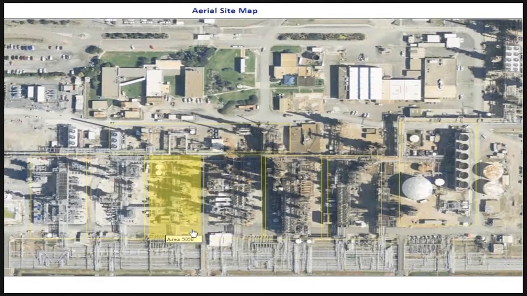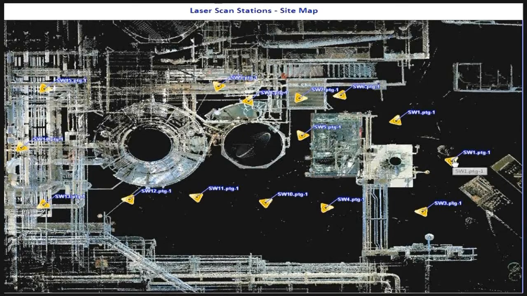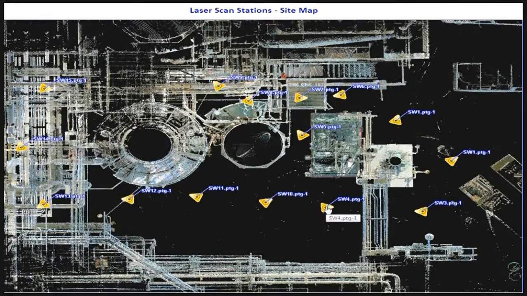Owner-operators with large facilities have tremendous challenges to keep up with information, particularly those with older existing facilities. Intergraph and Leica Geosystems have been working together to give owner-operators new, cost-effective options for managing facility information. It starts with a simple laser survey of the plant, with scan station points denoted here by yellow triangles.